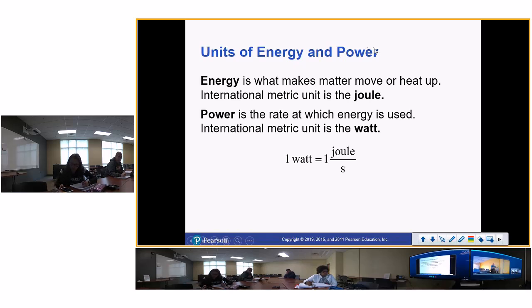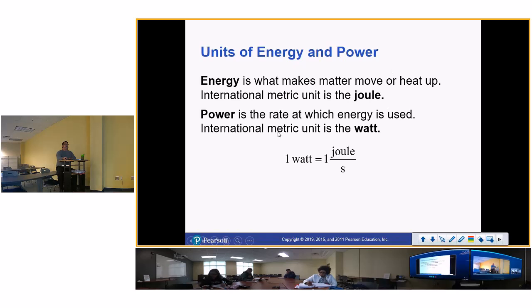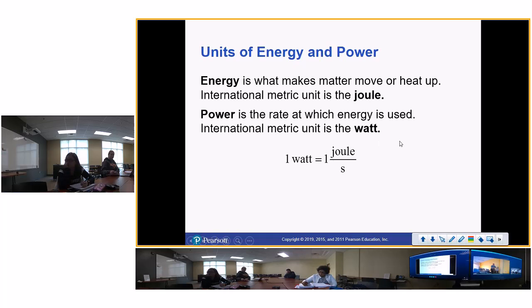Power is the rate at which energy is used. The international metric unit is the watt. 1 watt is 1 joule per second. So I would write down 1 watt.